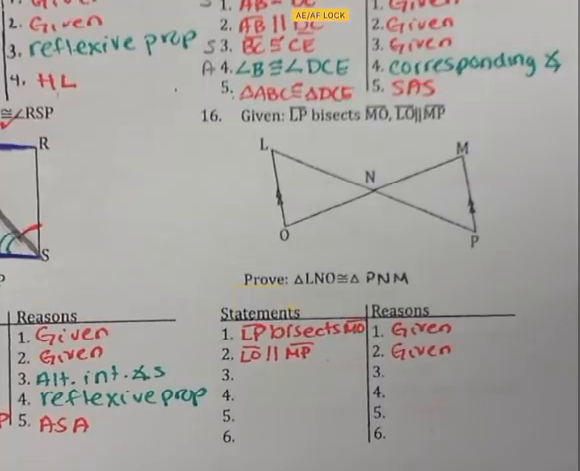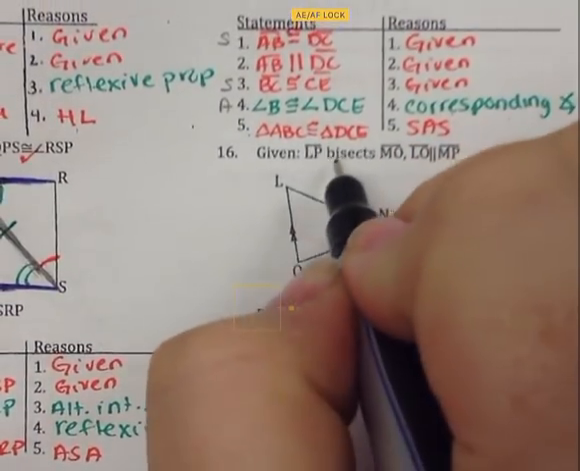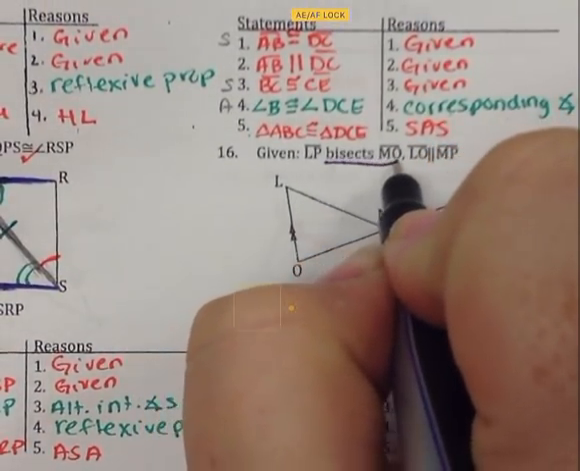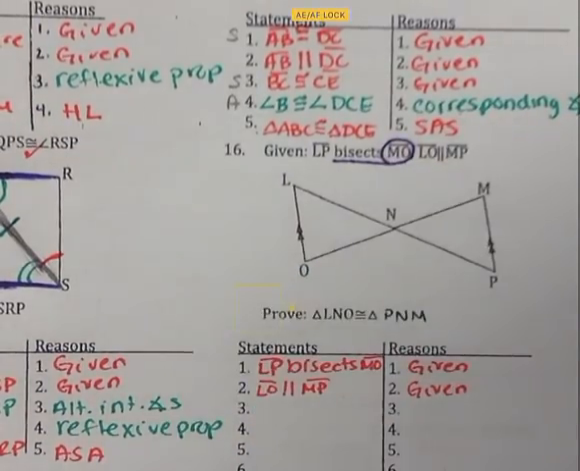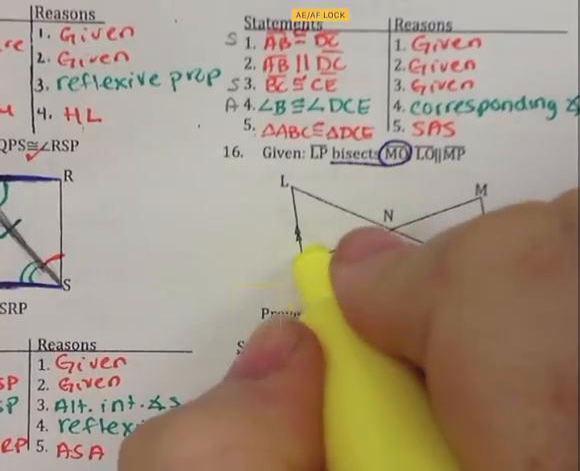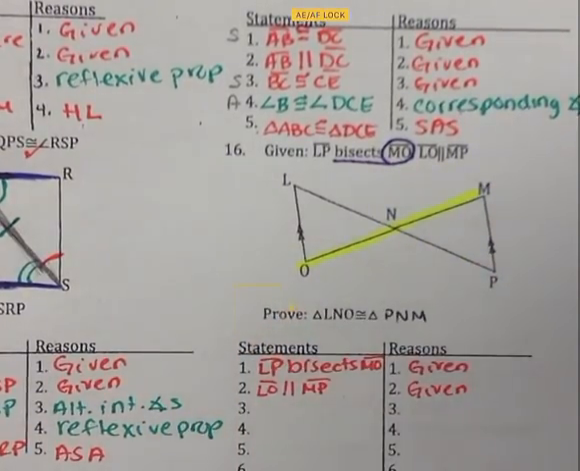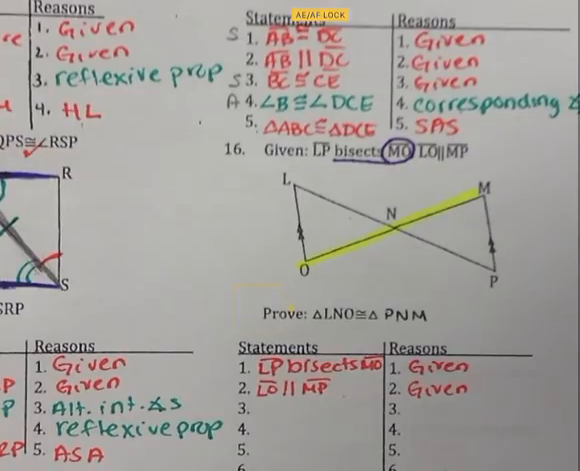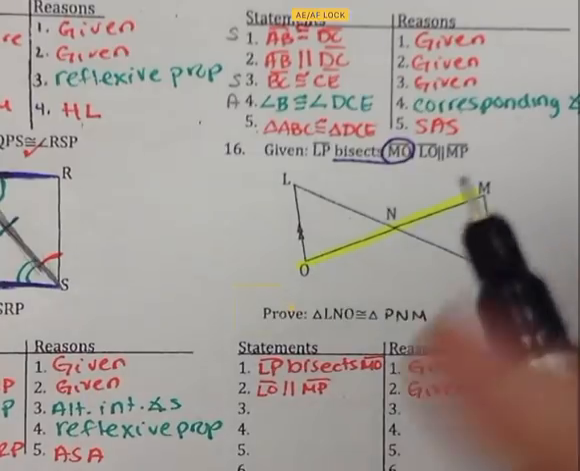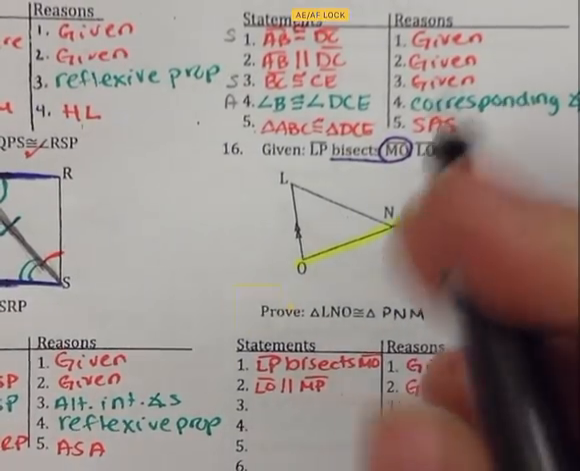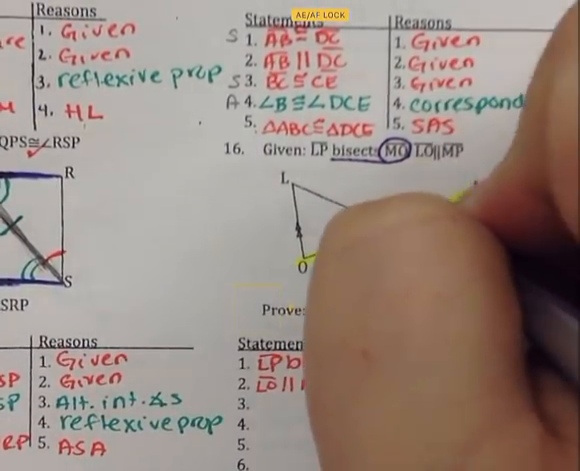So we have the word bisect, so we need to underline the word bisect and circle the next part. That's MO. So I'm going to highlight MO because that's the line that something's happening to. So bisect MO. Bisect means to cut in half, so I can actually cut this line into two different little parts. So I can have a congruent and a congruent.